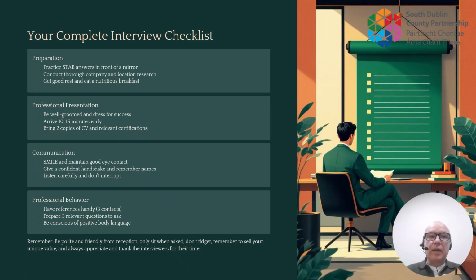And lastly, guys, there we have your complete interview checklist. So we have our presentations. Practice your STAR answers in front of the mirror. Conduct thorough company and location research, and get good rest and eat a nutritious breakfast. Make sure of that, because the last thing you want is your tummy rumbling in the middle of the presentation. You want to be fully rested and as comfortable as you possibly can be.